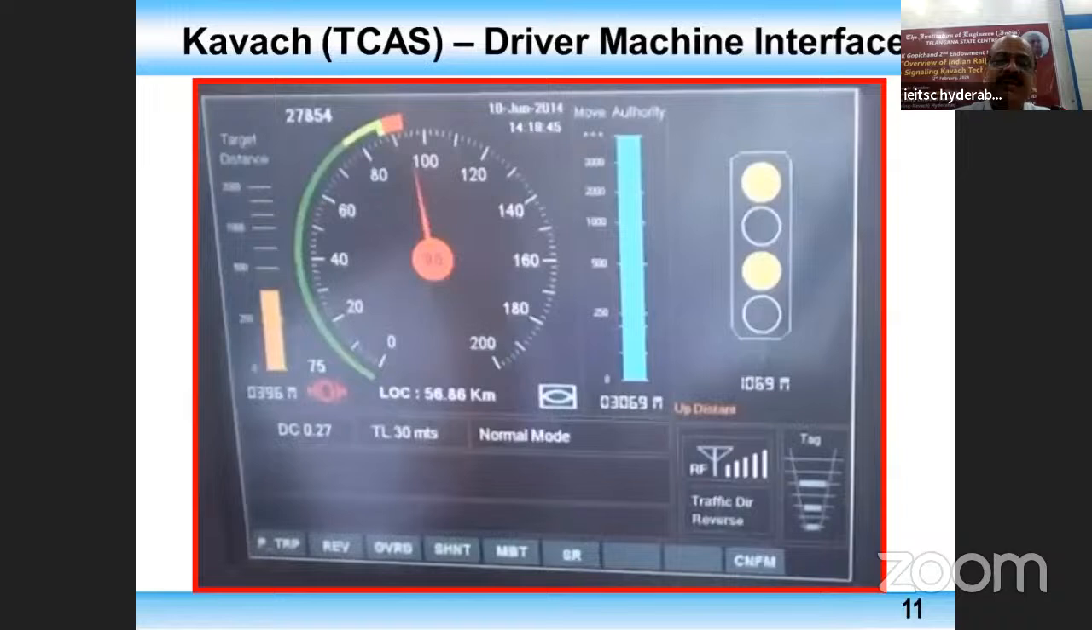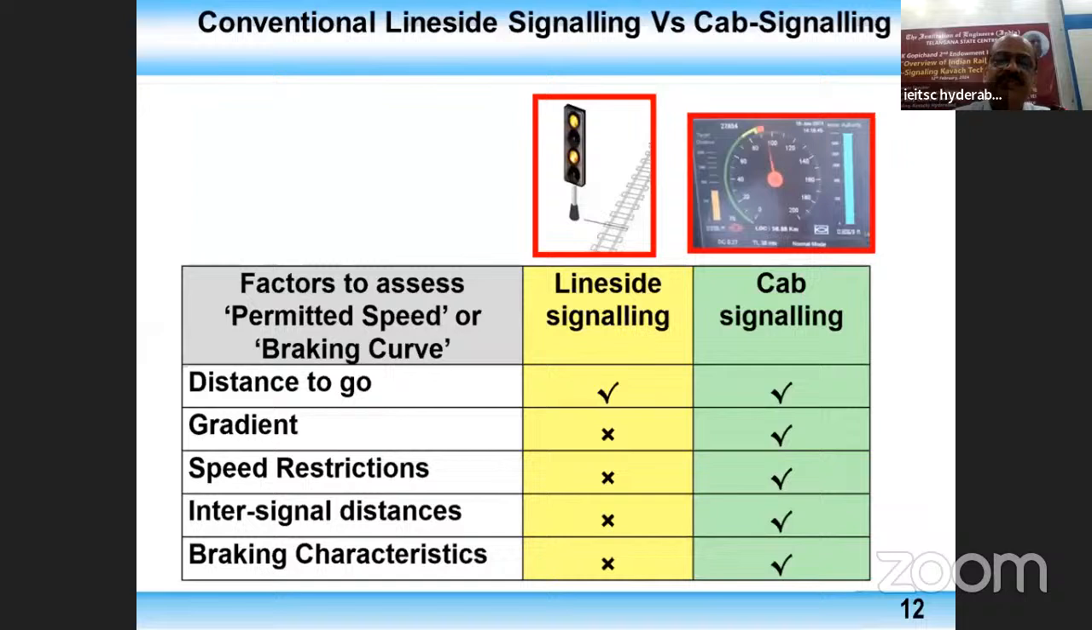Yeah, you can see this is the kind of display that would be there in front of the loco pilot. It is actually functioning in the field also. Next slide, please. So here I have made a very small comparison. Line side signaling can provide only limited information. As you can appreciate, it cannot take cognizance of gradient or speed restrictions, etc. Whereas in CAB signaling, we can store this information in the station equipment, and the station equipment can transfer this information to the onboard or loco equipment.